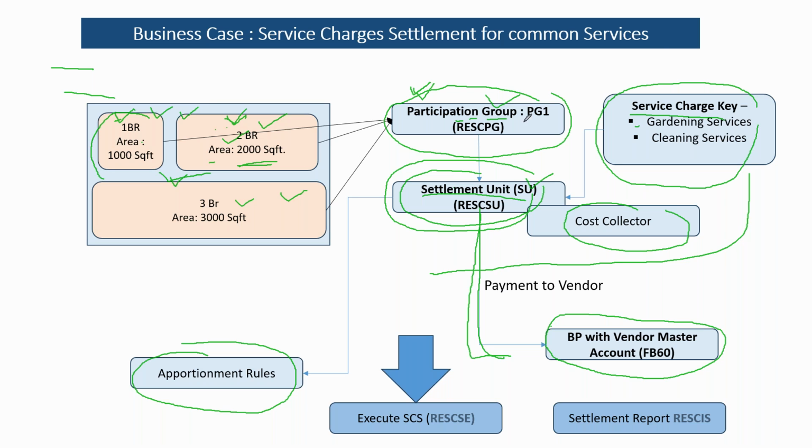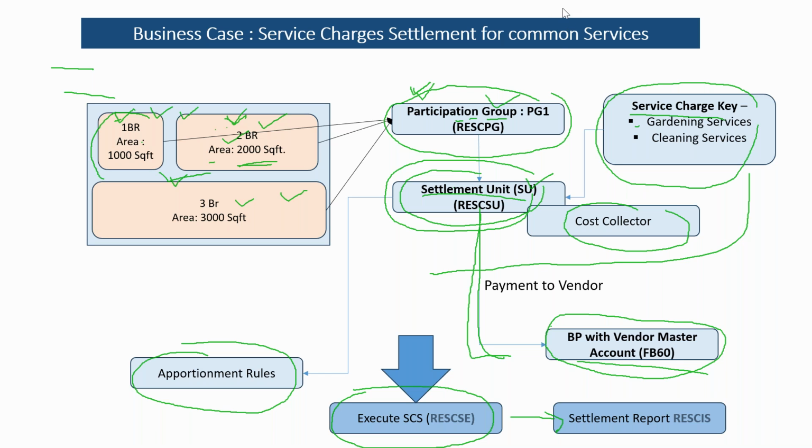So this master data and the vendor master data will be created, and then payment will be made to the vendor. The same amount will be apportioned as per the area in the process of service charge settlement execution. This is the transaction here. Further, we can go to the settlement report, where the transaction is RES, SC, and IES information system.